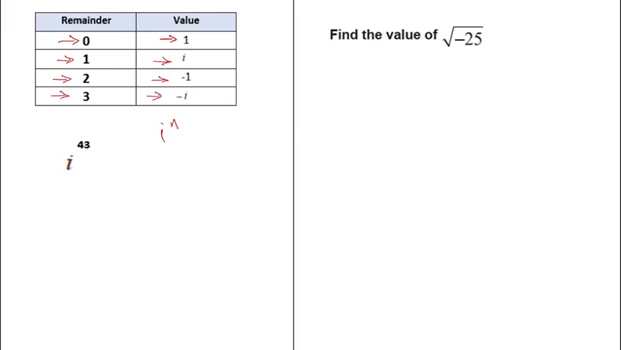Let's take this example. It is i to the power of 43. Now, we divide 43 by 4. It will be 10, and the remainder will be 3. So, what is the value of i to the power of 43? We are here at this part, the remainder is 3, so the value is -i.